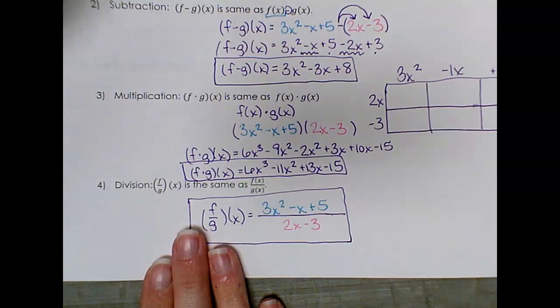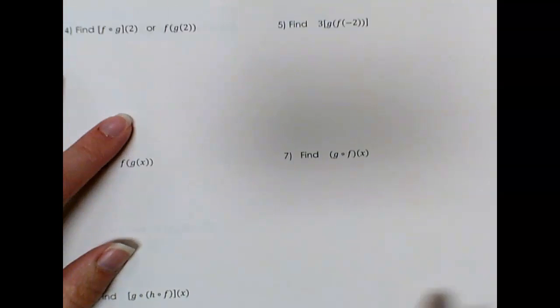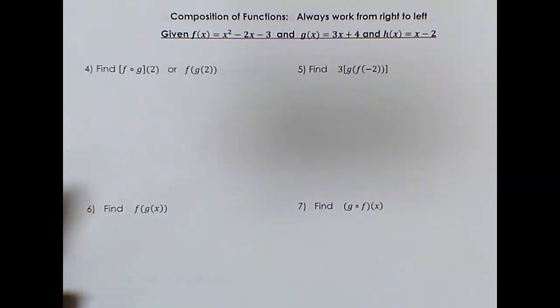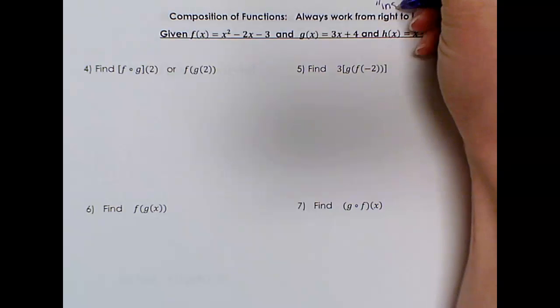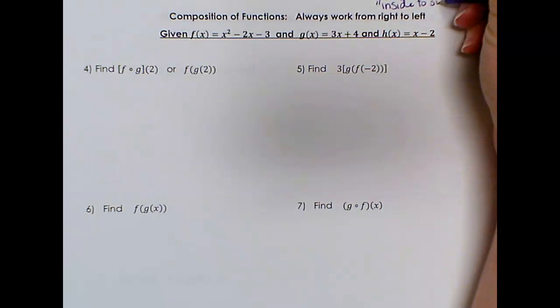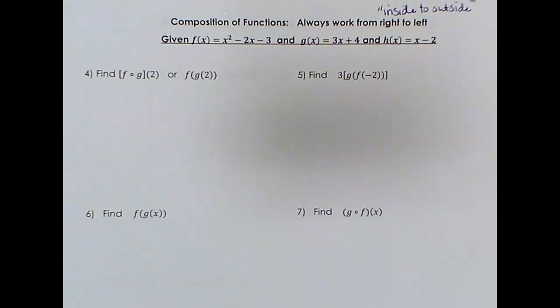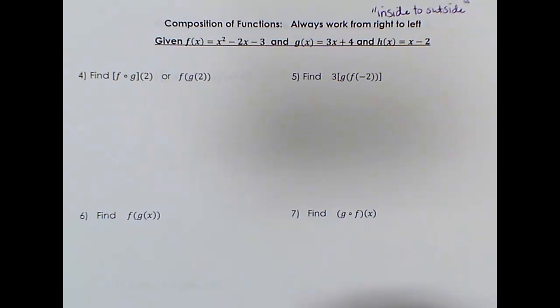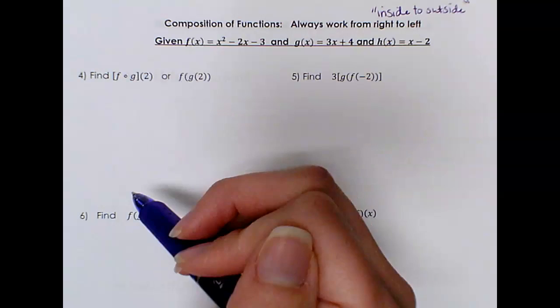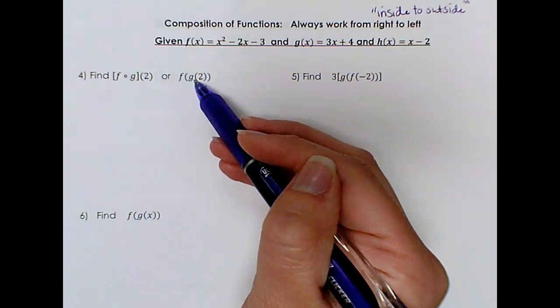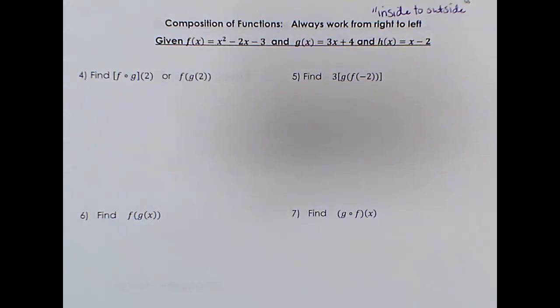Now, if I move to the next page, the next page is about composition of functions and nesting functions inside of each other. You always want to work from the right side to the left side because what that means is you're working from inside to outside. So, in the last set of notes, we talked about how f of g of 2 is really written as f parentheses g parentheses 2. So you always start from the inside.